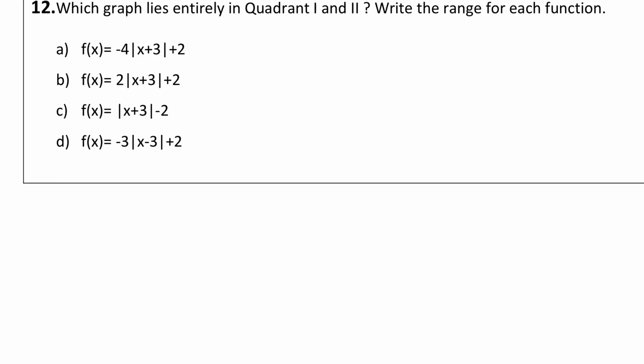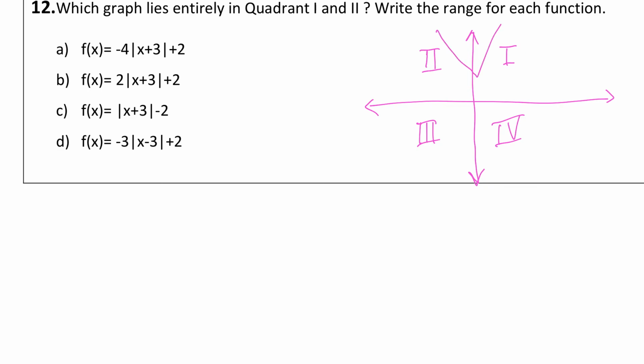Okay, moving on to the last problem. It says, which graph lies entirely in quadrant 1 and 2, and then write the range for each function. Well, something that I want to point out is our quadrants. I've stated this before, but here's quadrant 1, here's quadrant 2, here's quadrant 3, and here's quadrant 4. So in order for it to only lie in quadrant 1 and 2, it would have to open up, and the vertex would be above the x-axis.